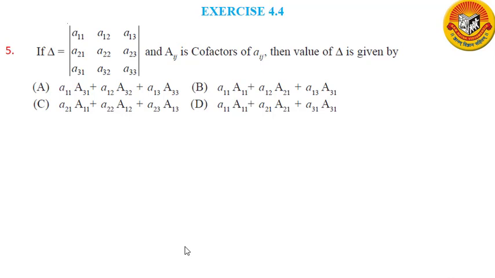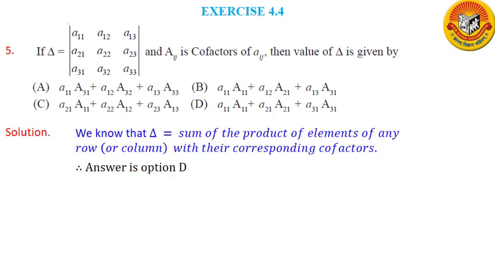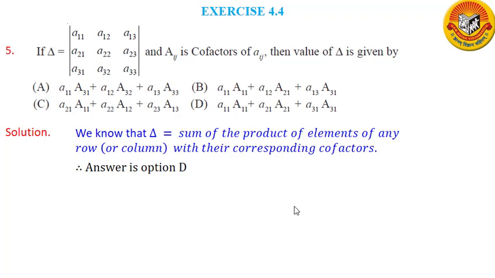The fourth option: a11 into capital A11 plus a21 into capital A21 plus a31 into capital A31. Now along which row or column is this expanding, right? So a11 is there, that means the first element is there, then I have a21, then I have a31. So along the first column we are expanding the determinant. So your correct choice is option D, right? Okay. So in this exercise we learned about minors and cofactors, and we have solved a few problems related to minors and cofactors. Thank you.